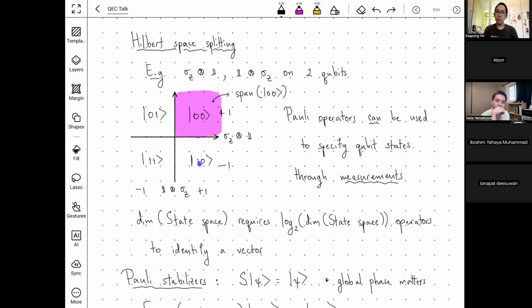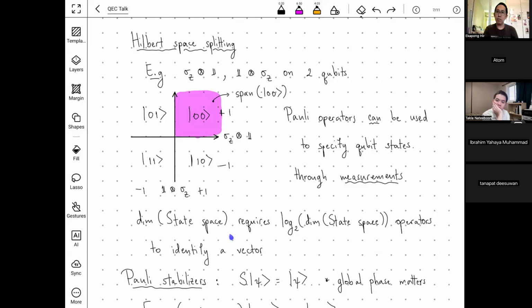When you're given a dimension of the state space, if you want to identify a vector using these Hilbert space splitting Pauli operators, you require log 2 of the dimension of them. This is because each Pauli operator splits the Hilbert space in half. So if the dimension is 2 to the n, you need n operators. Great.